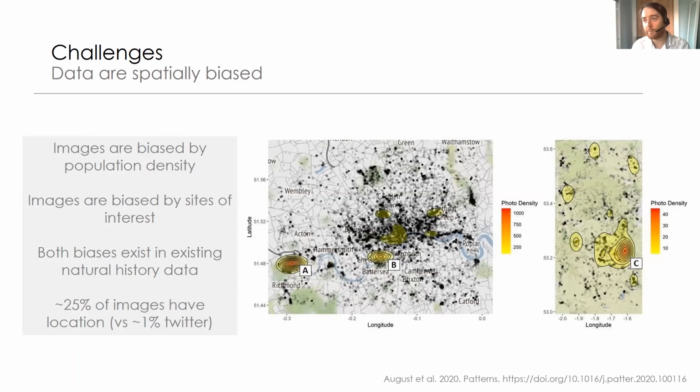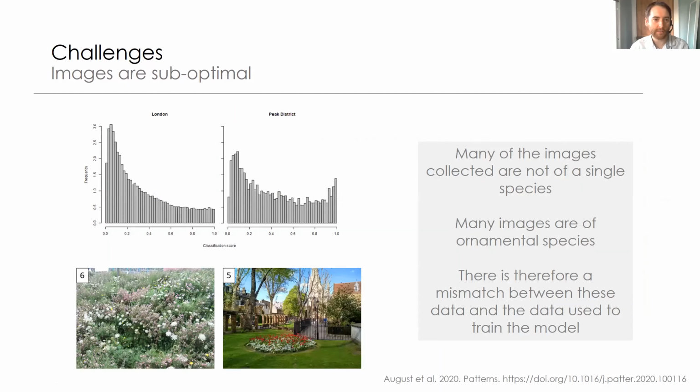With Flickr, 25% of the images are geolocated. That's pretty good. On Twitter, it's around 1-2%. So quite a high proportion of images, of flowers at least, are georeferenced.